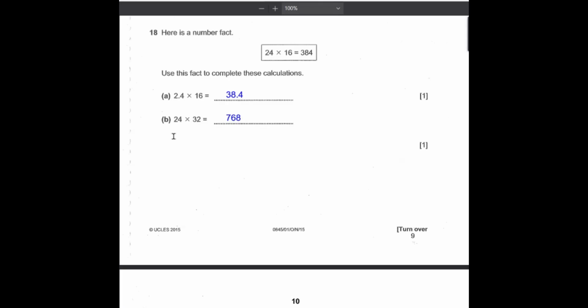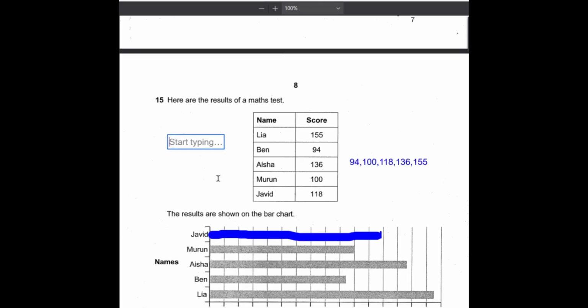Okay? Because this will be the same as 24 times 16, then times 2. And that will be what? We know 24 multiplied by 16 is equal to 384. 384 multiplied by 2, that gives you 768.